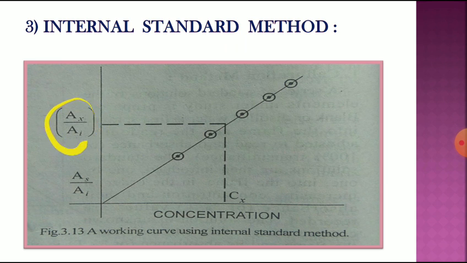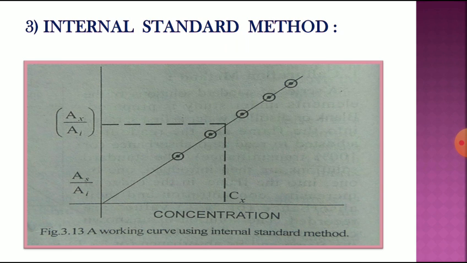By using that value, when we take a perpendicular on this straight line, which again falls on this concentration axis, we will get Cx, that is the concentration of the unknown sample solution. It is actually the same as that of the calibration curve method. Okay, we will get the same graph like the calibration curve method. So this is the third, internal standard method.